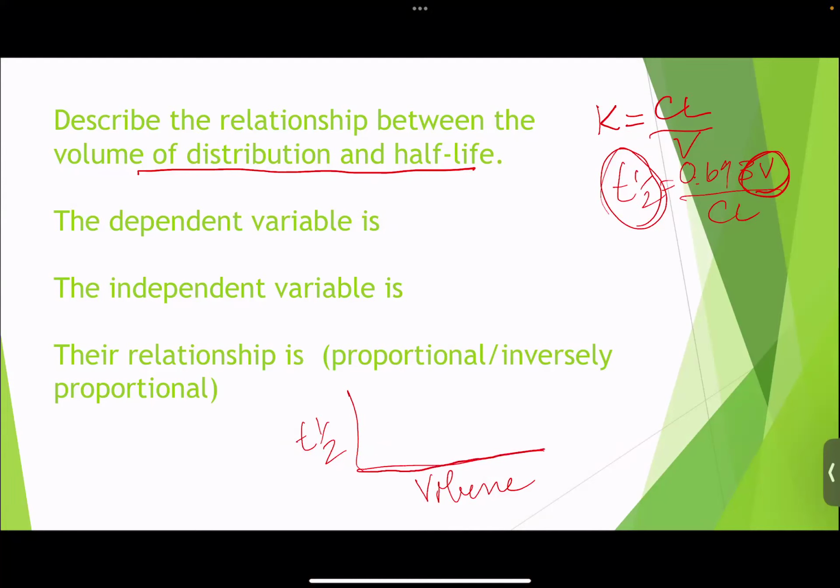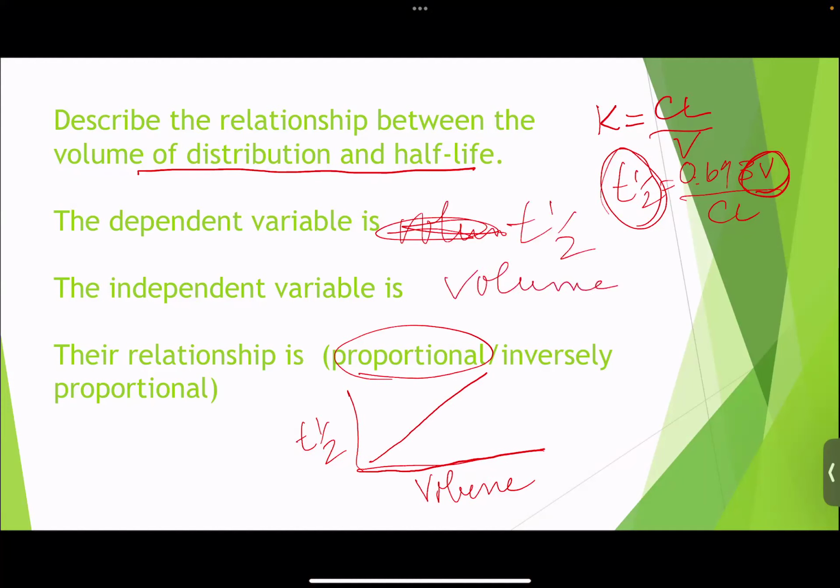As volume increases, what's going to happen to the half-life? It's going to increase. So this is a proportional relationship. So the dependent is half-life. The independent is volume. And that relationship is proportional. So I wanted you to describe the relationship. You have to have all of these three correct in order to get that correct.